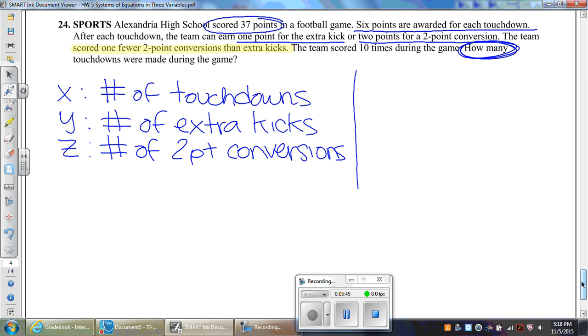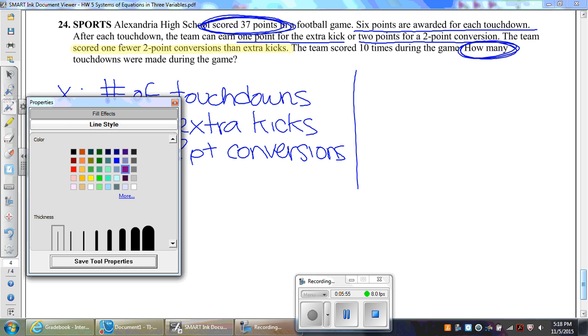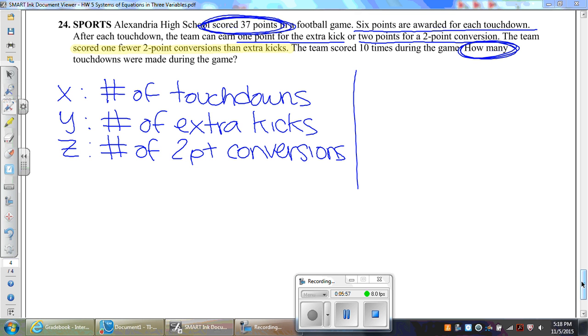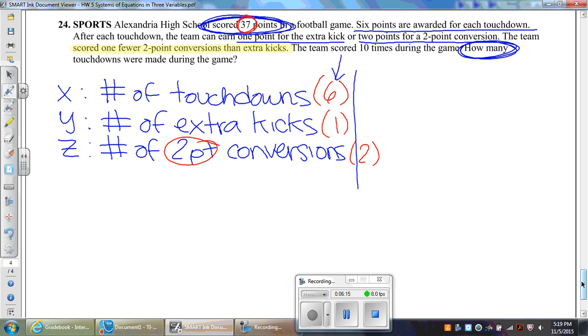Now, my first equation is going to come from the statement given here. They score a total of 6 points. I think we all know, but in case you don't, a touchdown is worth 6 points. An extra kick is worth 1 point, and the 2-point conversions, of course, are worth 2 points. So when we consider the total number of points, we have to consider how many points each thing is worth. So we will say 6 points are awarded for each touchdown.